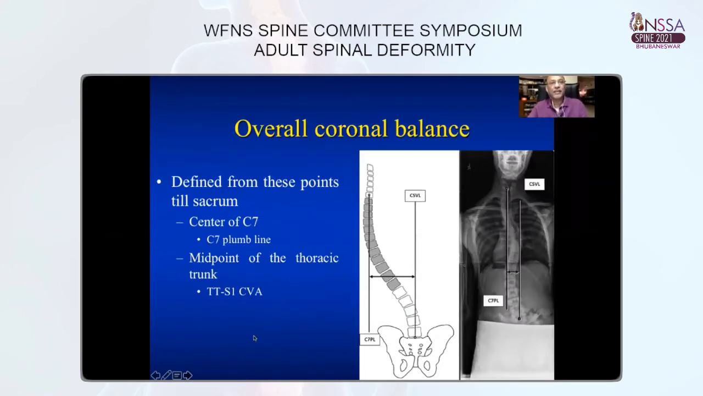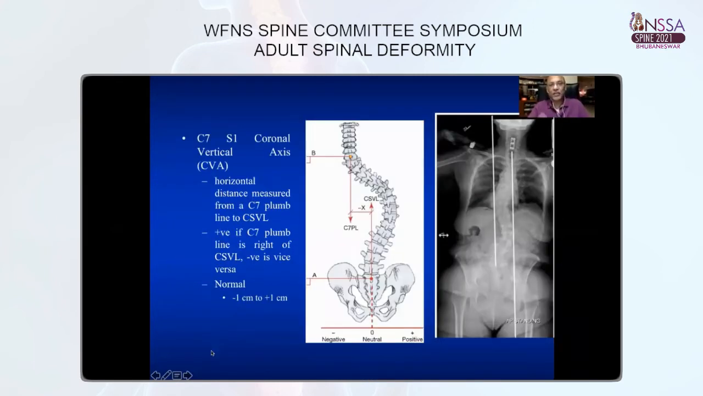Overall coronal balance we can define from these points till the sacrum. So the center of C7 is taken down, and then you have the central sacral line that goes all the way up, and we take it at the midpoint of the thoracic trunk, and this is where we get basically the distance between the spine itself and how much it's coronally unstable. Then you have a thoracic trunk S1 CVA, which is measured nearly the same way. Then there is a C7 S1 coronal vertical axis.